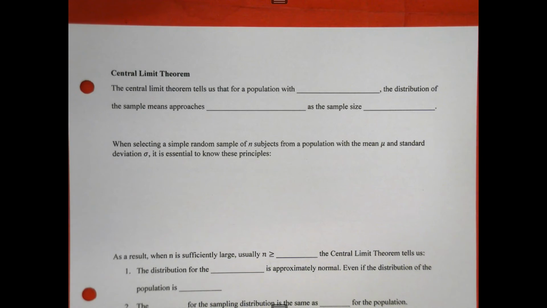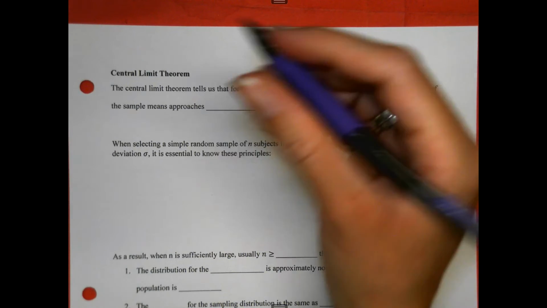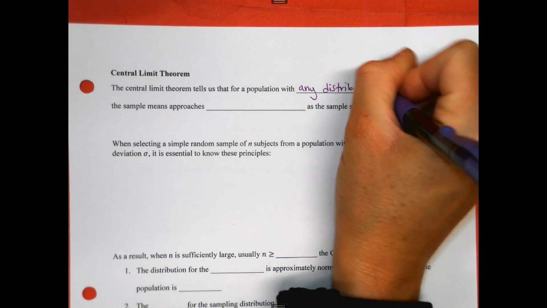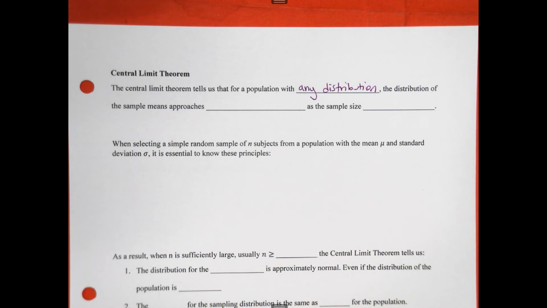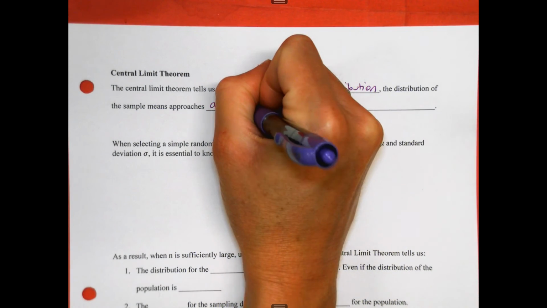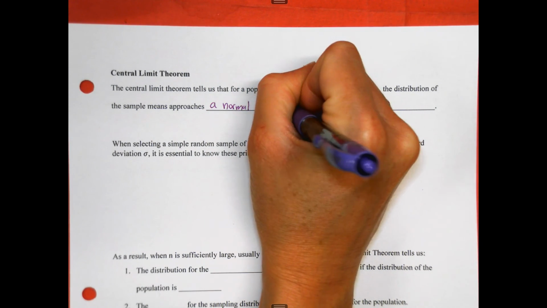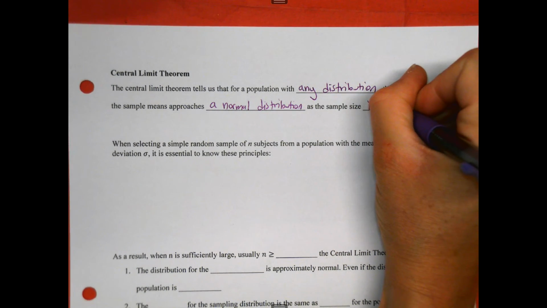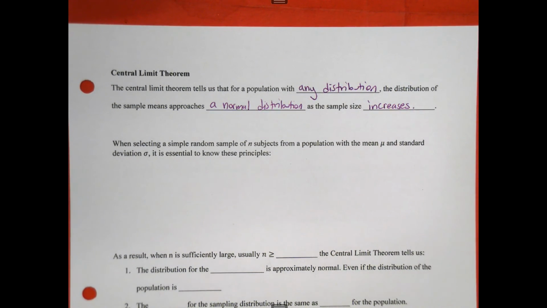The big concept here is the central limit theorem. And the central limit theorem says that for a population with any distribution, the distribution of the sample means approaches a normal distribution as the sample size increases. That was what we saw in our demonstration.